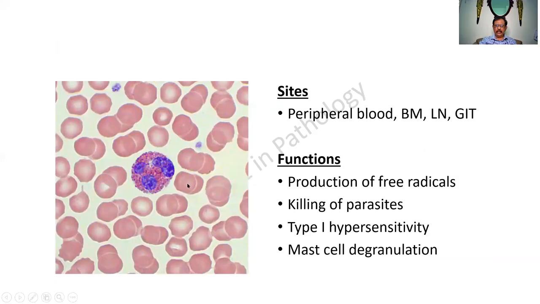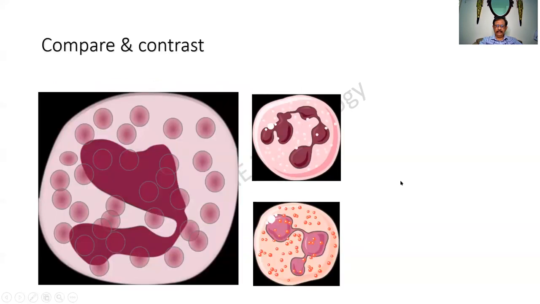So this again is an eosinophil identified by means of the brick red granules, which more or less matches the RBC. You can look at it in the peripheral blood, in the bone marrow. It can be seen in the lymph nodes and in the GI. The functions: killing of the parasites, type 1 hypersensitivity, mast cell degranulation, as well as the production of free radicals.